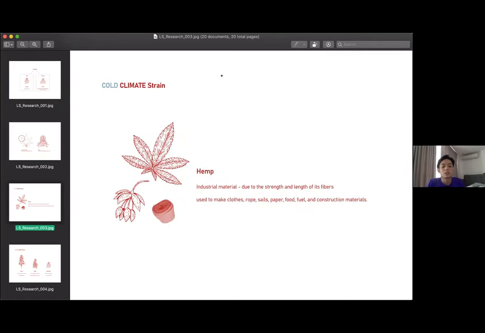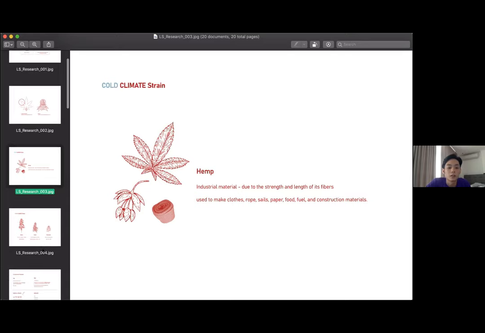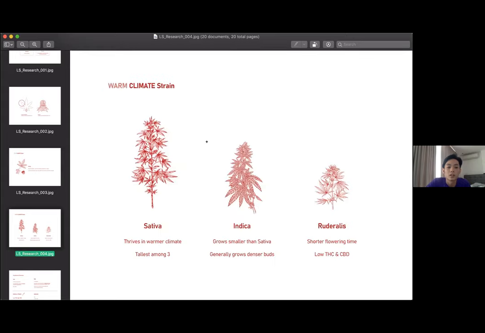In the cold climates, what grows is mostly hemp. Hemp has been widely used for decades as an industrial material since it's very strong and long. It's also known as abaca in the Philippines. It's Manila hemp. And then in warmer climates, it's where psychoactive cannabis grows. There are three main types: sativa, indica, and ruderalis.